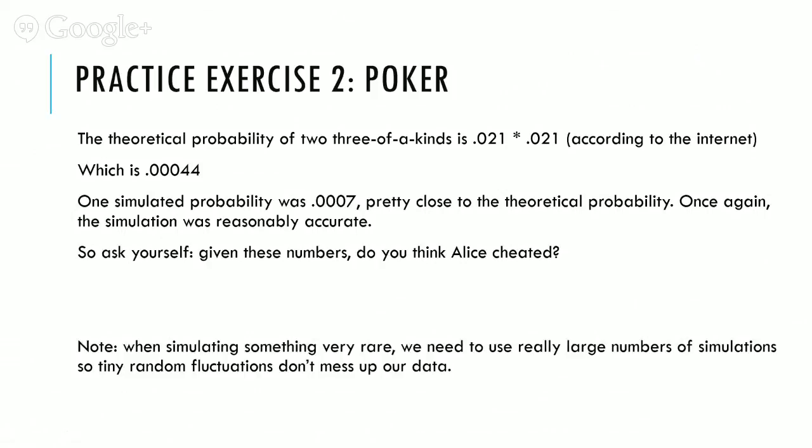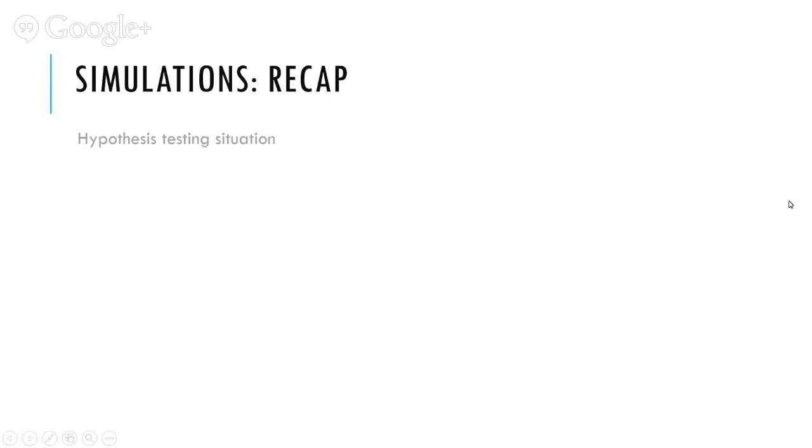Now, when we simulate something extremely rare, we have to use big numbers, so tiny random fluctuations of those rare things don't mess up our data. Like I said, with 3 and 4 hands, you have to use simulations of 100 million or something like that, 10 million, to make sure that you get enough times that the 3 and the 4 hands happen that you can get a p-value. This is a problem with extremely low p-values. Anyway, we're going to end this right here after a recap.